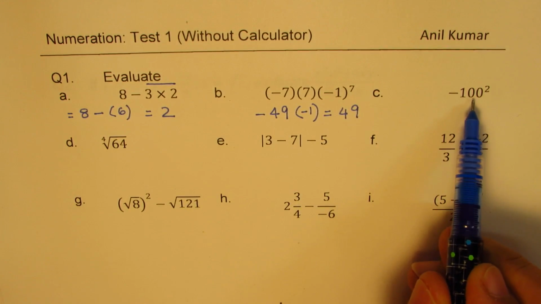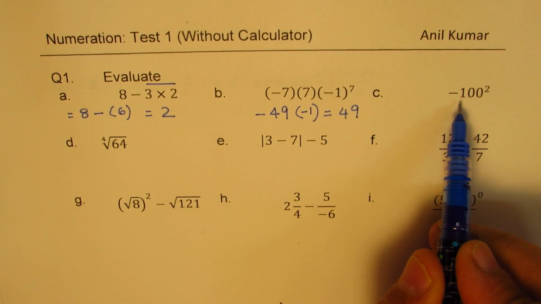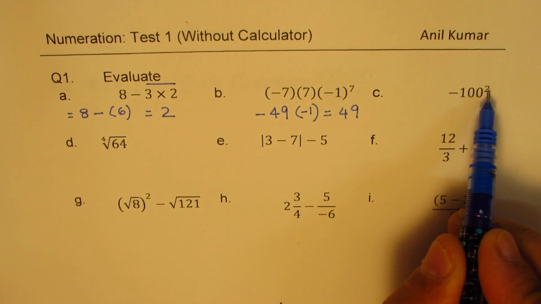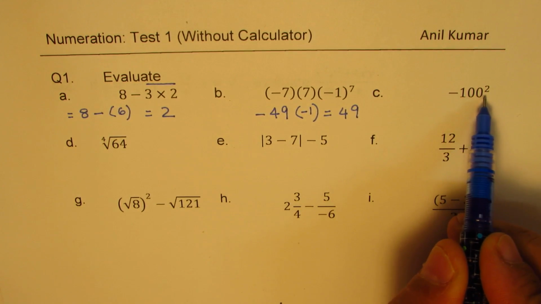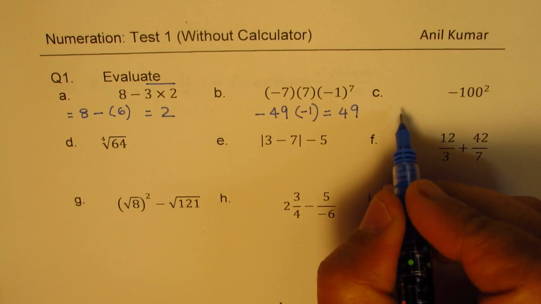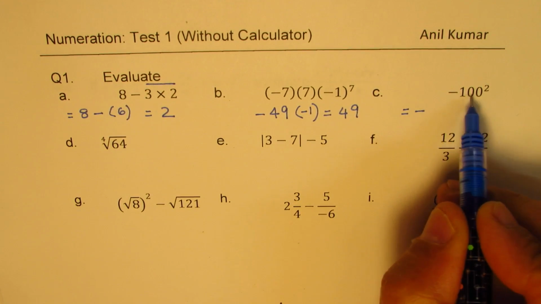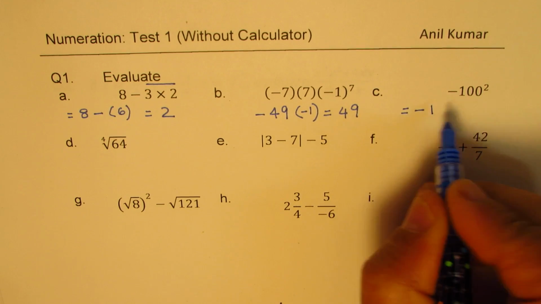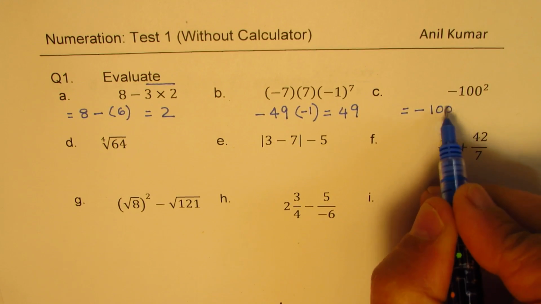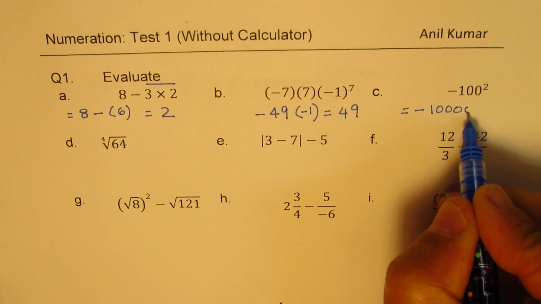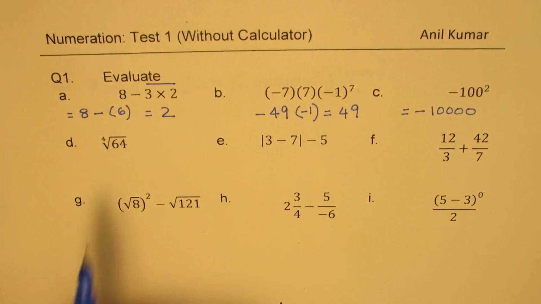C, minus 100 squared. It is important to understand that the square is only applicable to 100, not to the minus. So the answer for that will be negative, right? Negative is not squared, only 100 is squared, right? So 100 squared will give you 100 times 100, which is 4 zeros, 10,000.